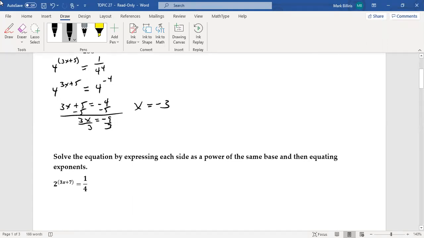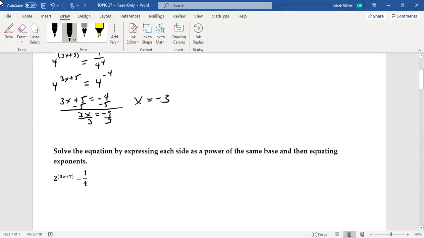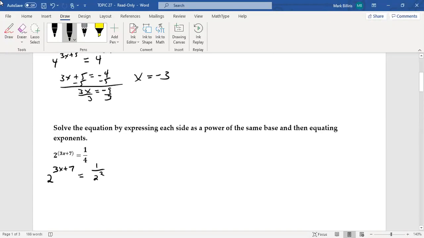Next example, I have 2 raised to the 3x plus 7 equals 1/4. So I'm going to express them both in base 2. So the first doesn't need any change. I'm going to leave that as 2 raised to the 3x plus 7. And 4 I can rewrite in base 2 as 2 squared. But again, these both aren't base 2 in their current form. So what I need to do is apply my negative exponent rule. So this would be 2 raised to the 3x plus 7 equals 2 to the negative 2nd power.